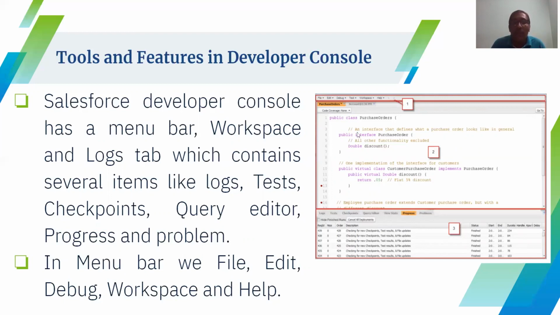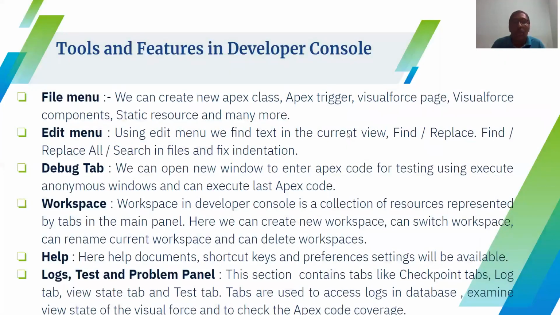Similarly, we have a menu bar here, like file menu, edit menu, debug menu, workspace, and help. All those we have as a menu. So we have tabs here at the bottom of the console, and then we have a menu here at the top of the console. Like we have file menu, edit menu, debug menu, workspace menu, help menu. All these things are available. Now we'll elaborately explain the tools and features available in the developer console.